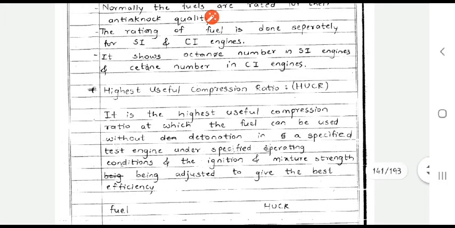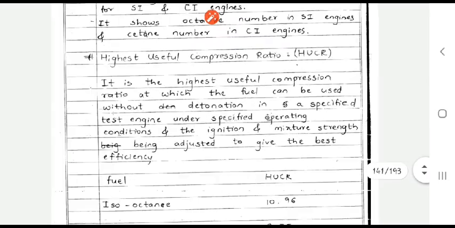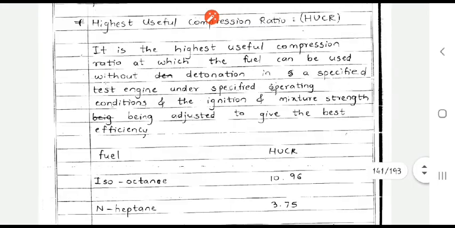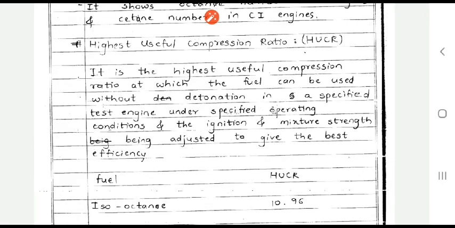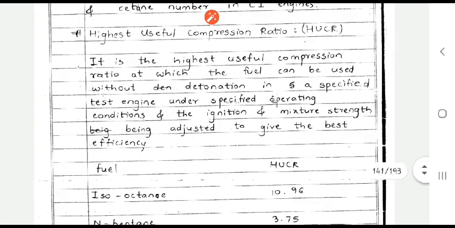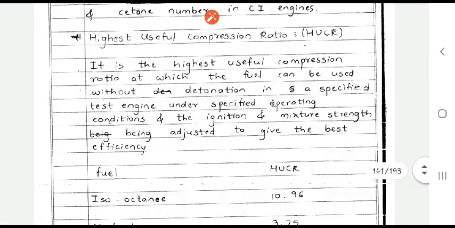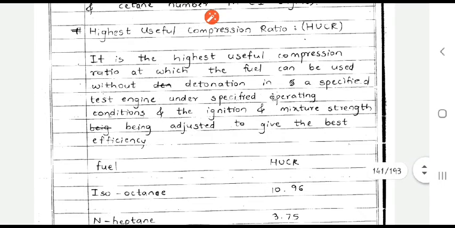Now the next point of our discussion is the highest useful compression ratio. This definition may be asked to you for 6 marks. Explain HUCR, that is, highest useful compression ratio. What do you mean by HUCR? It is the highest compression ratio at which the fuel can be used without detonation in a specified test engine under specified operating conditions, with the ignition and mixture strength being adjusted to give the best efficiency. So HUCR is the highest useful compression ratio at which the fuel can be used without detonation in a specified test engine. This definition is very important.